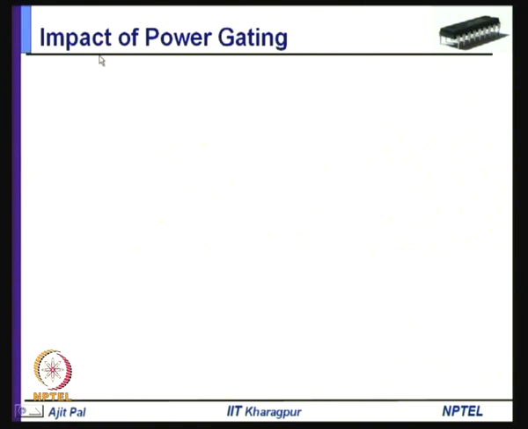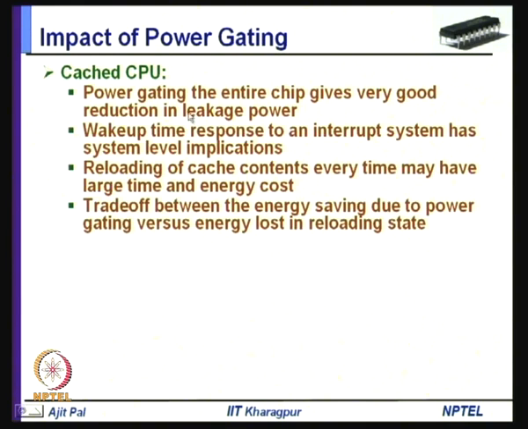Now, let us consider the impact of power gating for different subsystems. Let us consider a scenario where you have a cached CPU. That means you have a central processing unit with cache memory. As you know, normally your program is residing in the main memory, which is usually outside the processor CPU. Now, you have a CPU with on-chip cache memory.